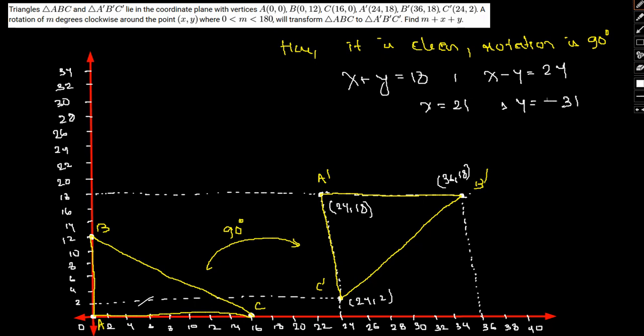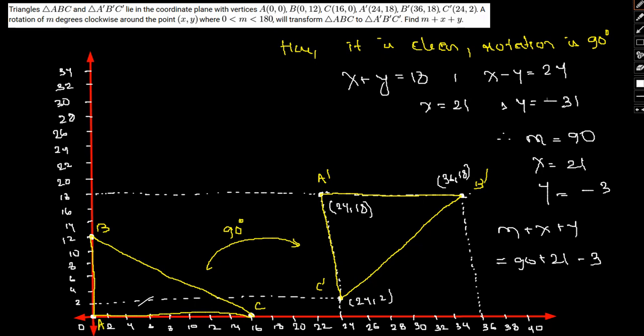Therefore we have m equal to 90, x equal to 21, and y equal to minus 3. So if I add this up, m plus x plus y gives me 90 plus 21 minus 3, which is 108. So this is my final answer.